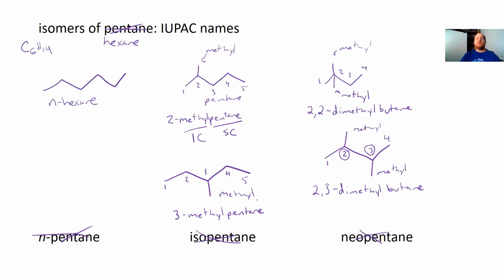It takes some practice doing this to start to gain an eye for how many isomers there are and what the possible isomers are for a given compound, and then also being able to name them. Okay? So in tomorrow's lab, we're going to get a lot of practice doing this. You're going to have to put together isomers and figure out the structure and the name for each of these isomers using the IUPAC system.